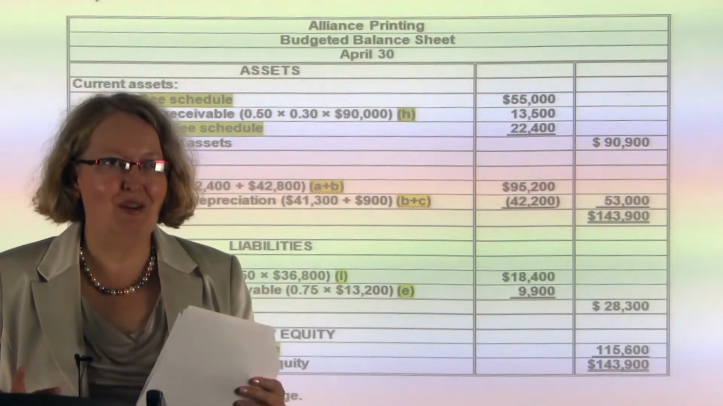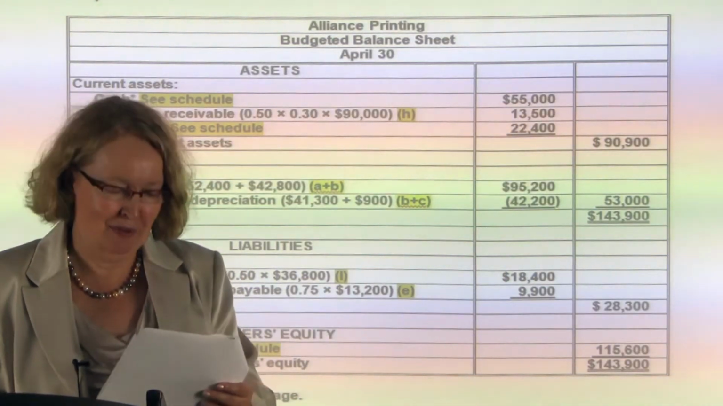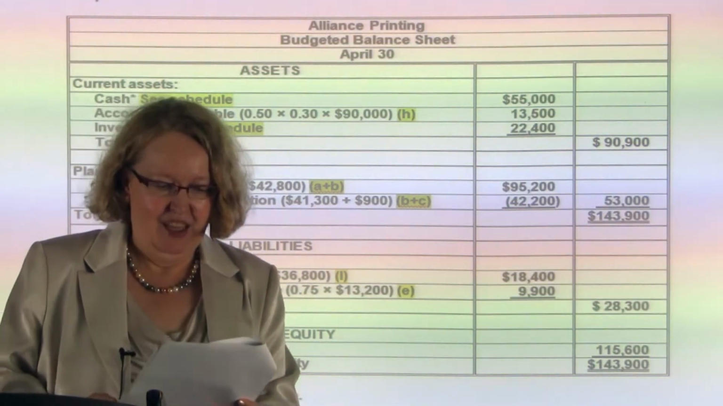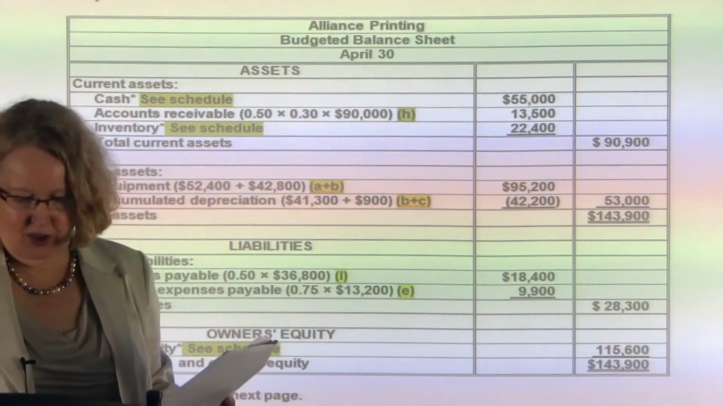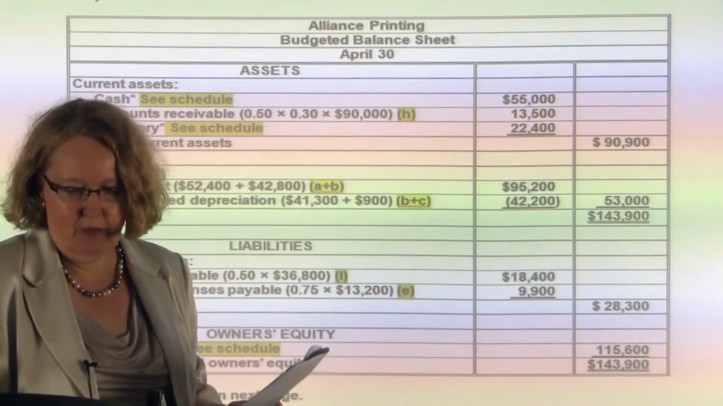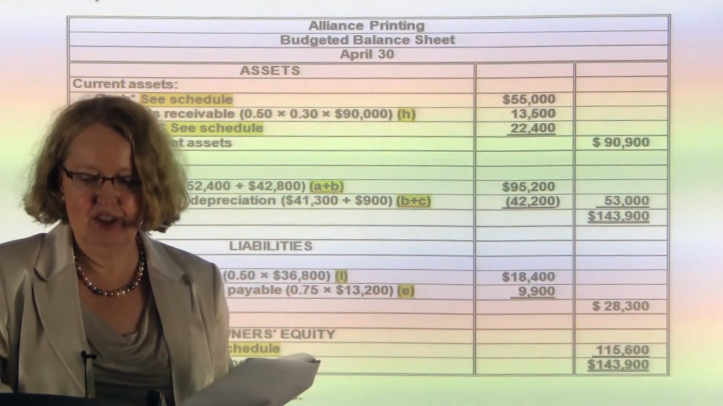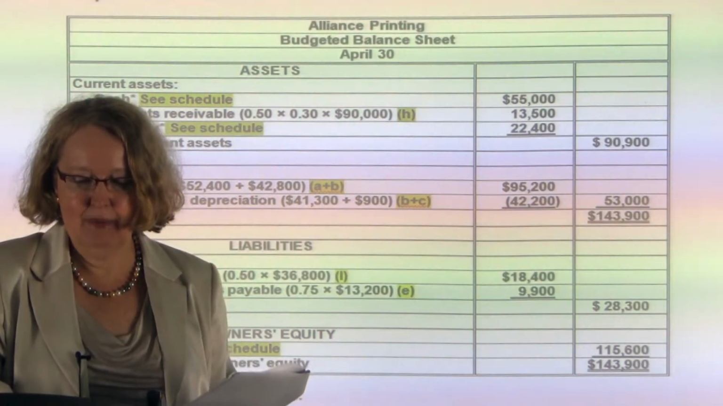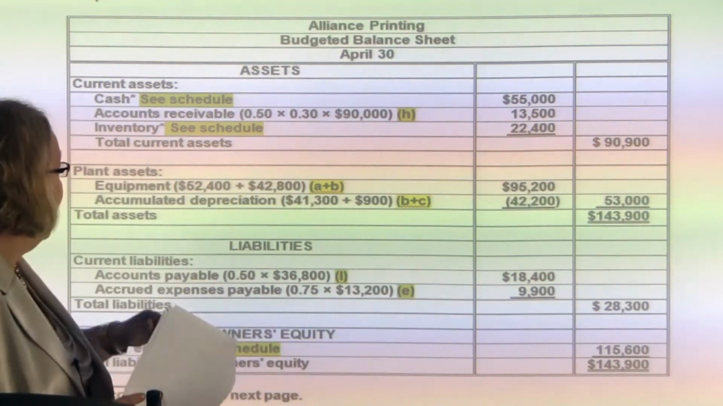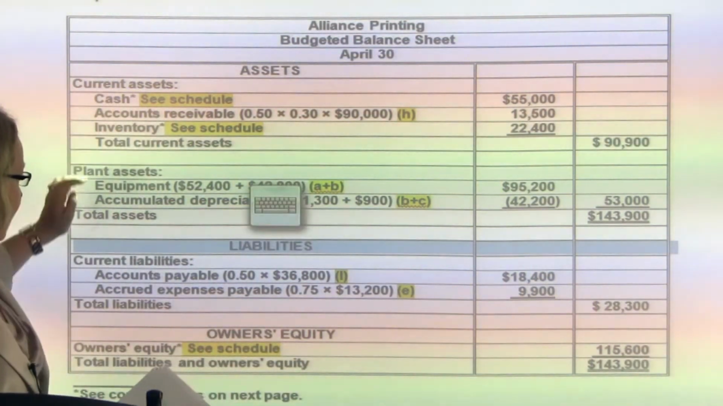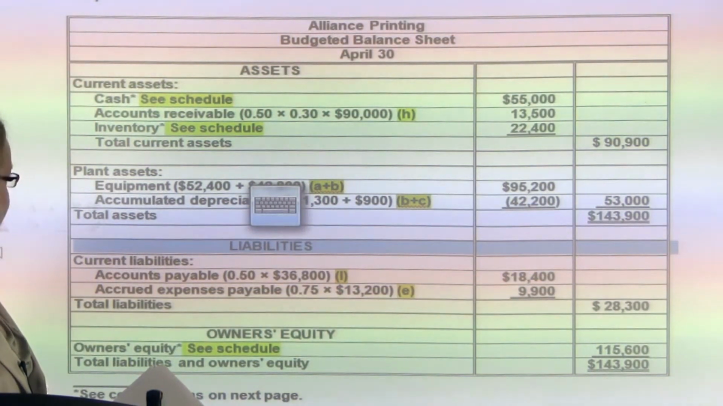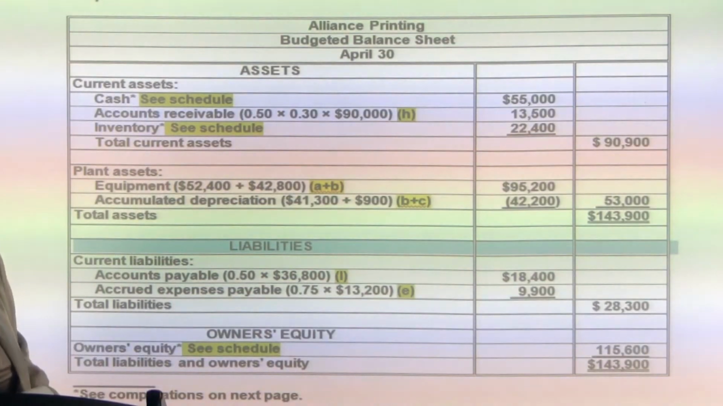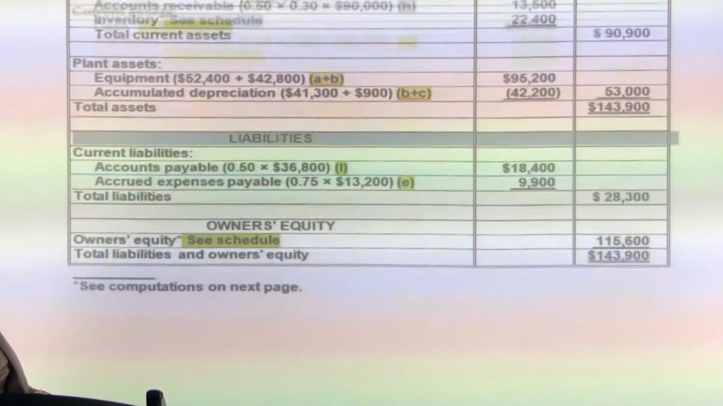So you'll be pleased to know we finally reached the last problem in this chapter. It's a bit long, so bear with me. What we're told here in the required for number 1 is to prepare the budgeted balance sheet as of April 30th, and we're asked to show separate computations for cash, for inventory, and owner's equity. Now I'll show you each of these schedules and how the information was derived.